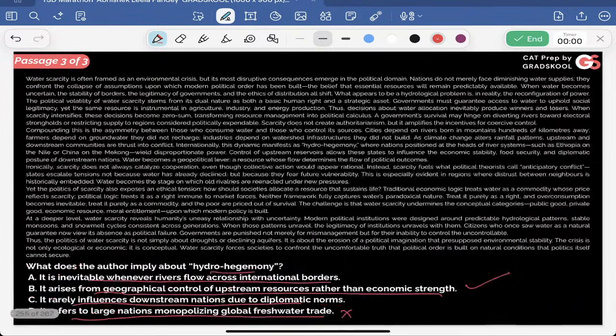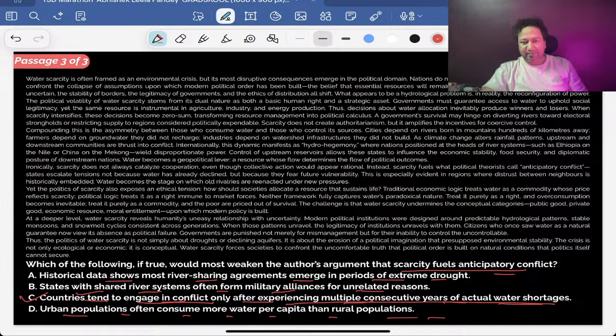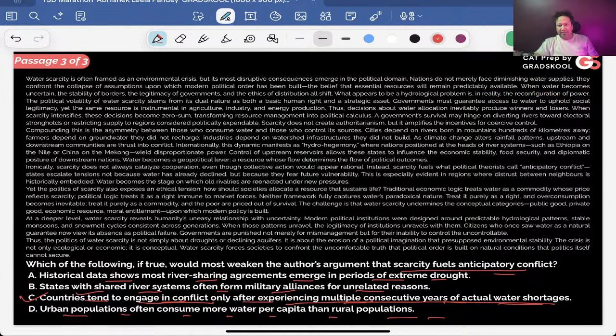Clear? Shubham, question number 3. Yes, I can explain that. Anticipatory conflict. So what is anticipation? Anticipation is something you anticipate. You feel that something is going to happen in future, and that is why you take protective measures. Do you understand that? So once we understood that, we want to weaken this claim.